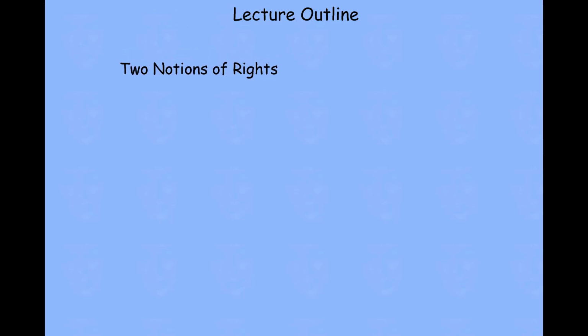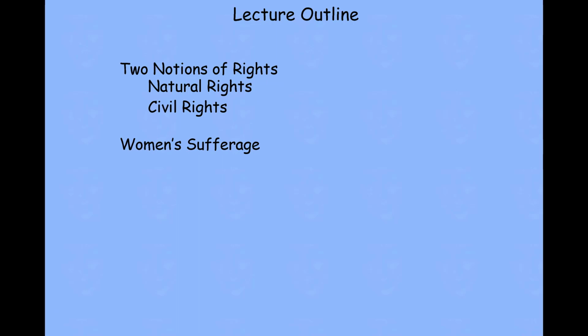I'll start off by talking about the two general theoretical notions of rights that have figured in particularly Western culture and governance. So we'll talk about natural rights and we'll talk about civil rights. Then we'll look at a specific case of the slow but steady movement towards women's suffrage. That is, the encoding in civil law the right for women to vote.